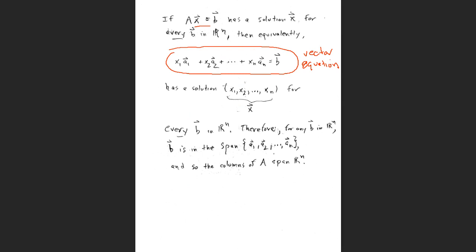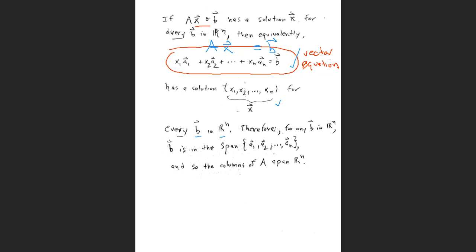So in other words, A times the vector X equals B is equivalent to this vector equation. And we know, since A is invertible, the matrix equation A times X equals B has a solution vector X. Equivalently, the vector equation has a solution vector X for every vector B in n-dimensional space.